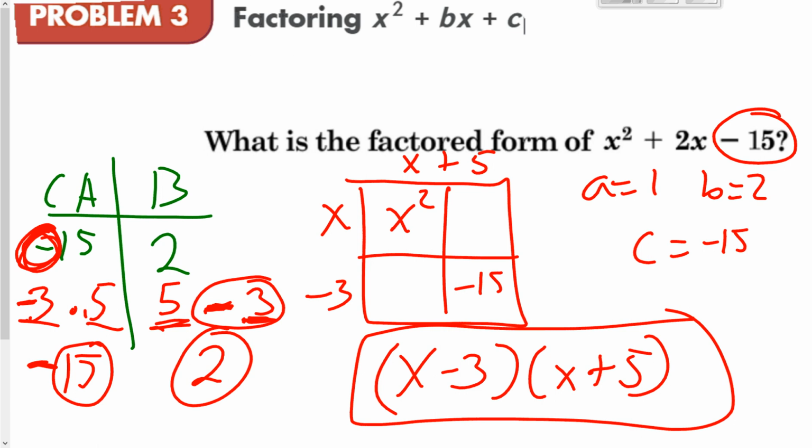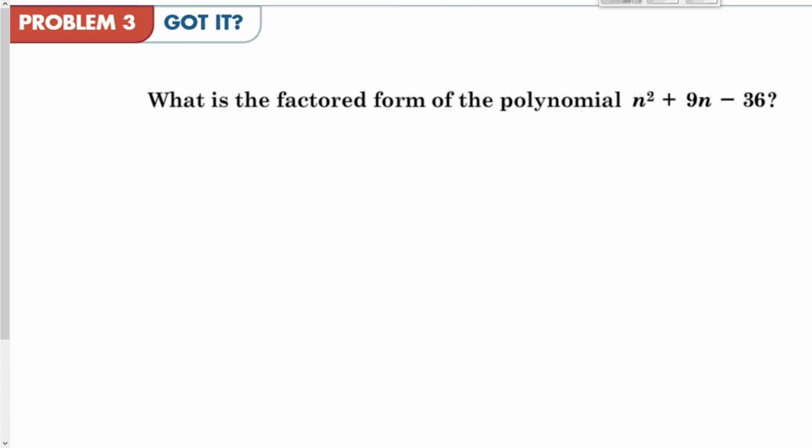And there it is. If you FOIL this out, you'd get back to that answer, right? You can at least check a little bit. X times x is x squared, and 5 times negative 3 is negative 15. And then you could finish this and make sure it equals 2x. Okay, so now we're looking at when our c is negative. So go ahead and pause the video and try this one. Okay, and then I'll complete it.